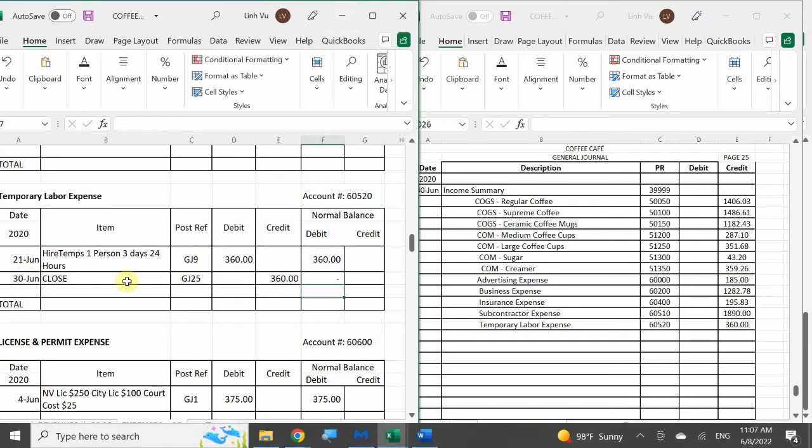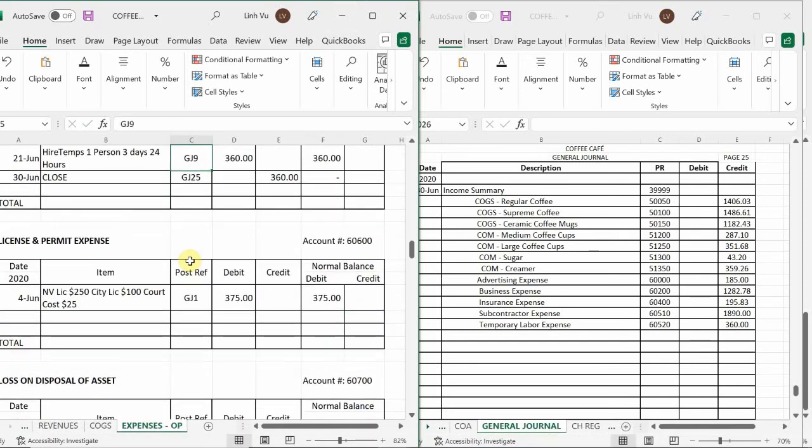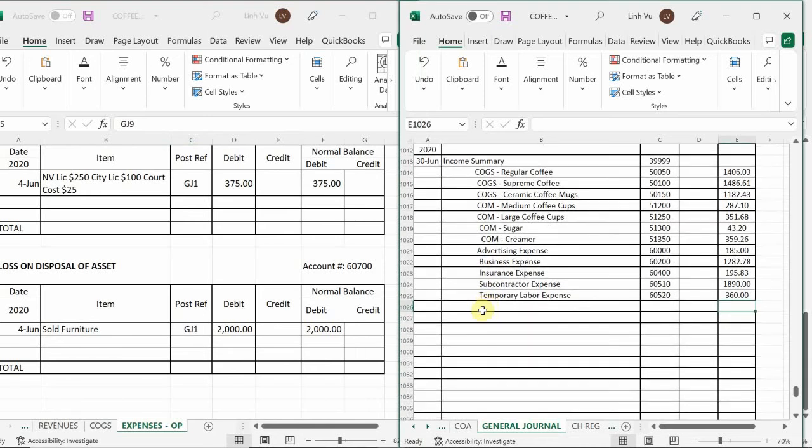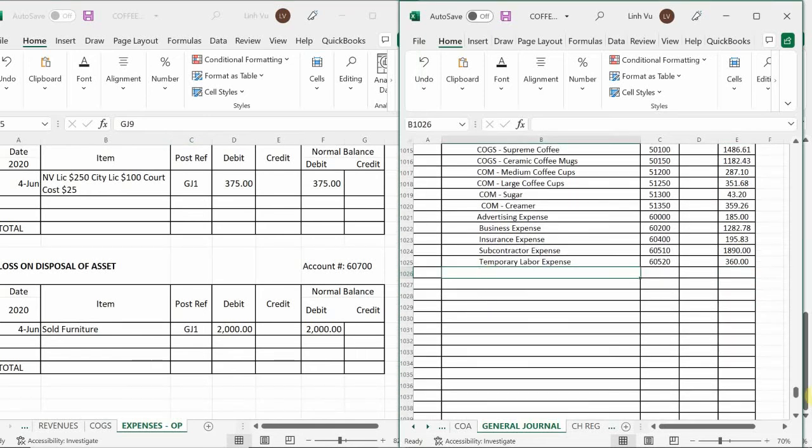So that should be zeroed out. Okay. Next, I have license and permit expense as well as loss on disposal of assets. So I have to zero that out. License and permit expense. Okay, I'm also going to throw in my loss on disposal of assets.